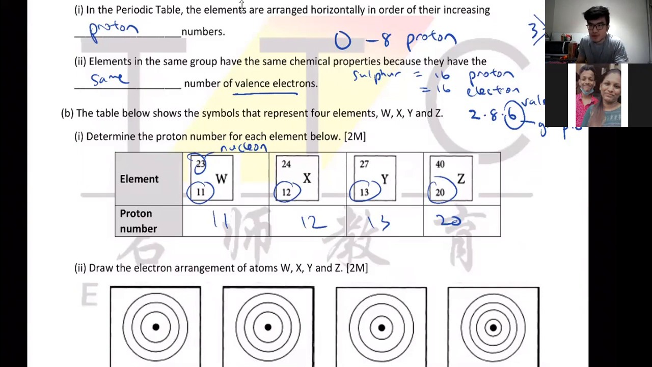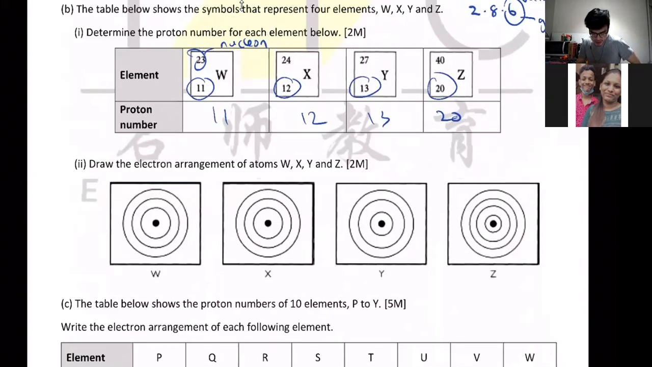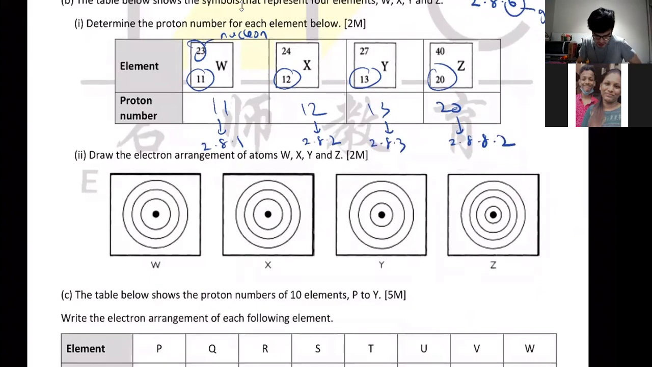I mean, common sense, right? Of course, the nucleon number is the total. So draw the electron arrangement. Let me write out first. This is 2.8.1 because 2 plus 8 plus 1 is 11. This is 2.8.2, 2.8.3, 2.8.8.2. I see. The third shell can only put 8. So after you fill in one shell, you go to the next shell. So how do you draw this?